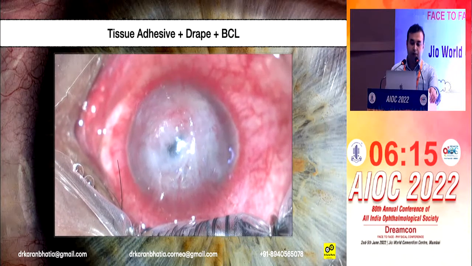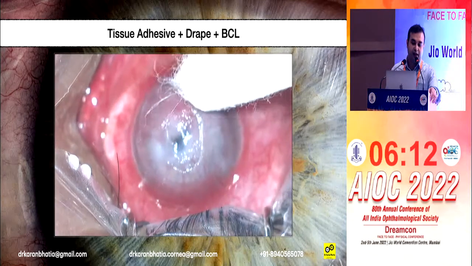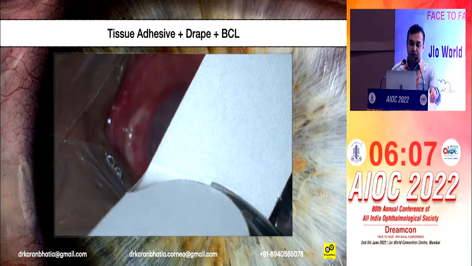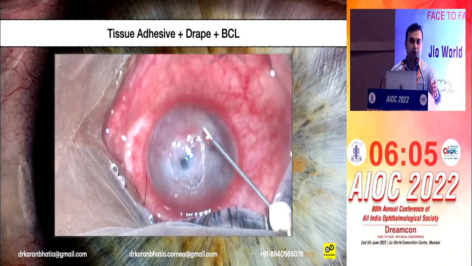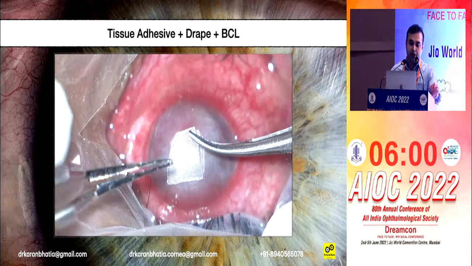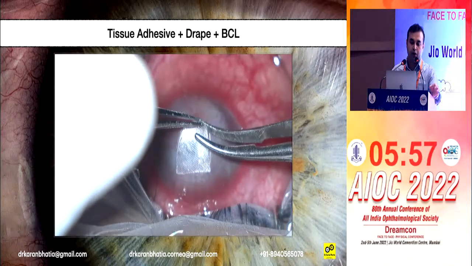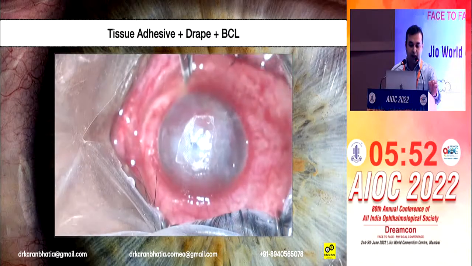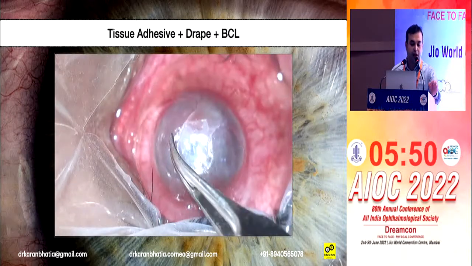Now this is another example. There's a slightly larger perforation. So we tried to dry it off, and this is the eyelash drape that you get with your surgical drapes. It was cut to be slightly around 40% larger than the size of the perforation. Glue was put, and immediately on top of it, without letting it dry, this surgical drape was put. Then again glue was put, and immediately again, without letting it dry, a BCL was put. So it's giving a 4-layer protection over here: a layer of glue, a layer of drape, a layer of glue again, and then a layer of BCL.